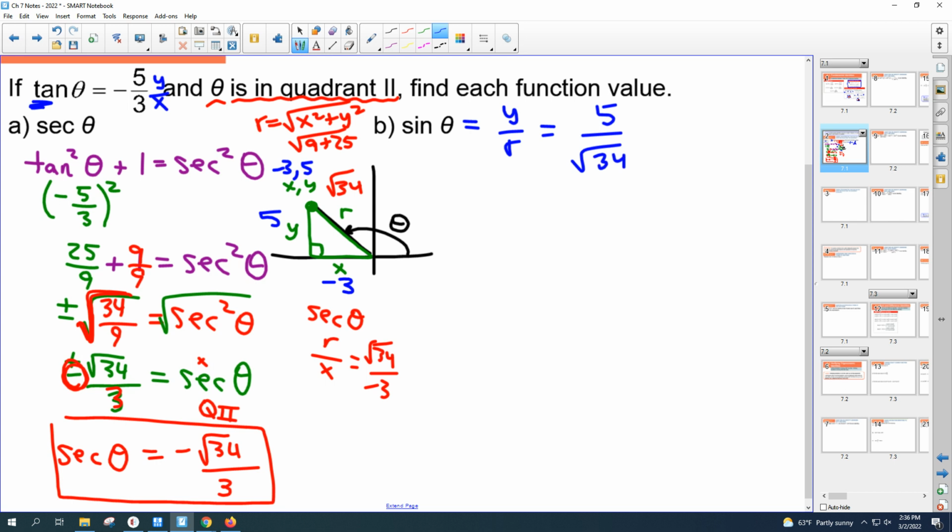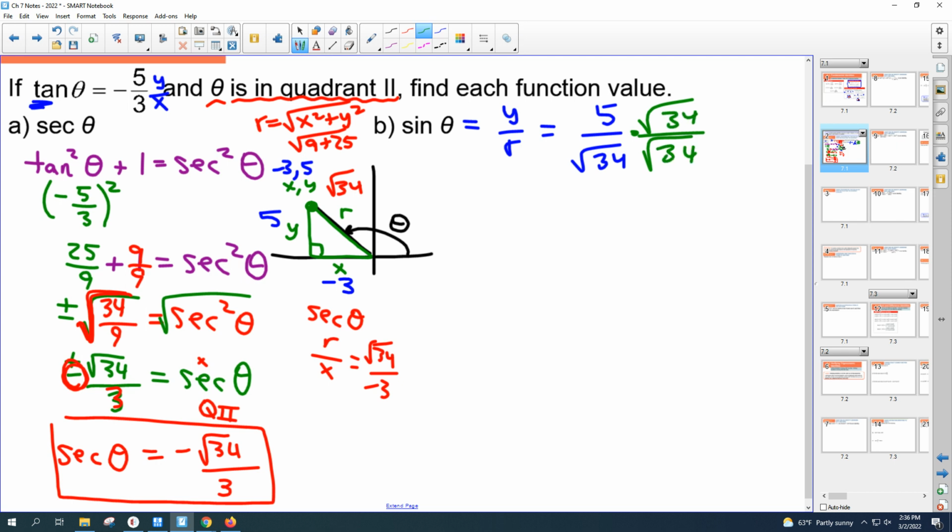That's just not simplified. It's right, but it's not simplified. Okay, well, we fix it the way we've done before. We don't want that square root on the bottom, so we're going to multiply by square root of 34 over square root of 34. We're going to rationalize the denominator. We're going to multiply by 1.